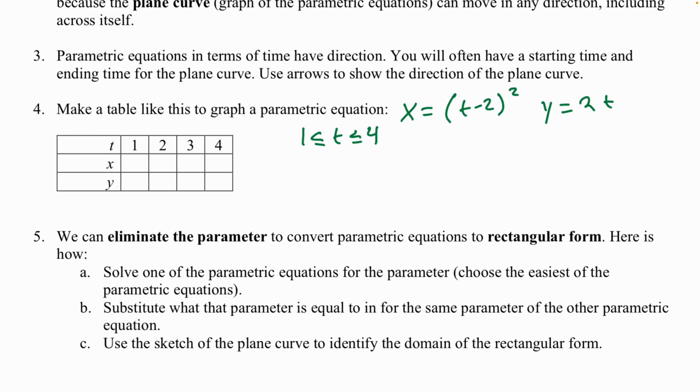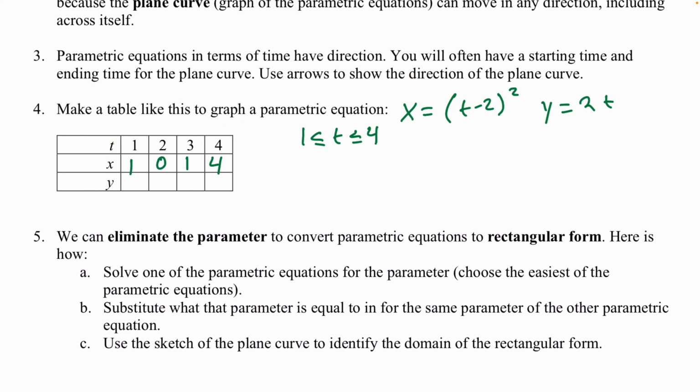Into the x equation, plugging 1 in, 1 minus 2 is negative 1, squared comes back to 1. Plugging 2 in, 2 minus 2 is 0, 0 squared is 0. Plug 3 in, 3 minus 2 is 1, 1 squared is back to 1. And then we plug 4 in, 4 minus 2 is 2, 2 squared is 4.